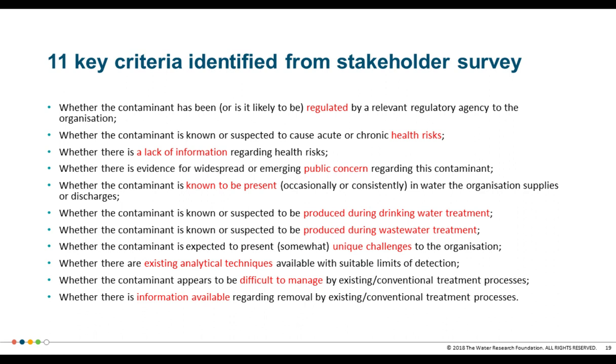And you can look fairly quickly and get the idea of the sorts of things that we're talking about. For some organisations, if they're thinking about whether they will prioritise a chemical highly for research, it might be all about, is this something that's regulated? Is this something our regulator requires us to keep an eye on, to understand, to manage? For others, it might be about the health risks. And so we ask the question, is it known or suspected to cause acute or chronic health risks? Is it toxic? A lack of information around the health risks might be a very good reason to prioritise a particular contaminant for research. Whether there's evidence for widespread or emerging public concern around that contaminant would be a driver for some organisations.